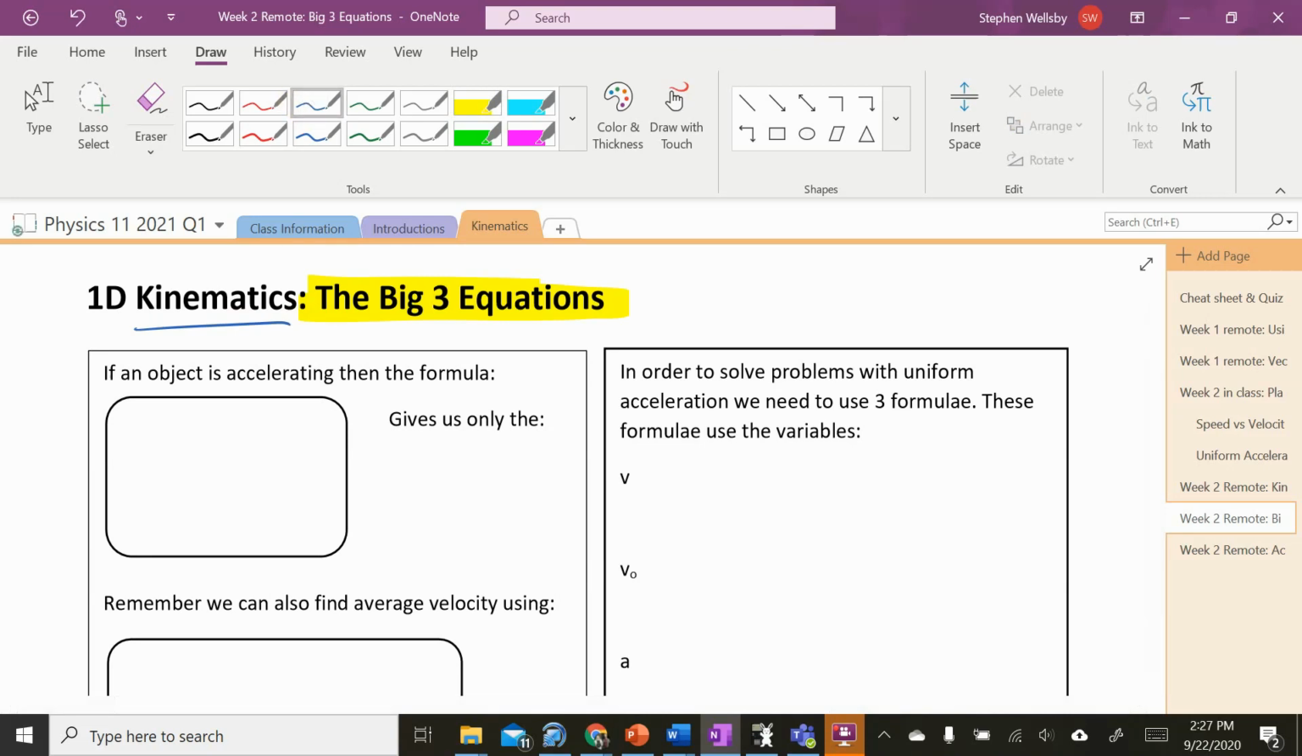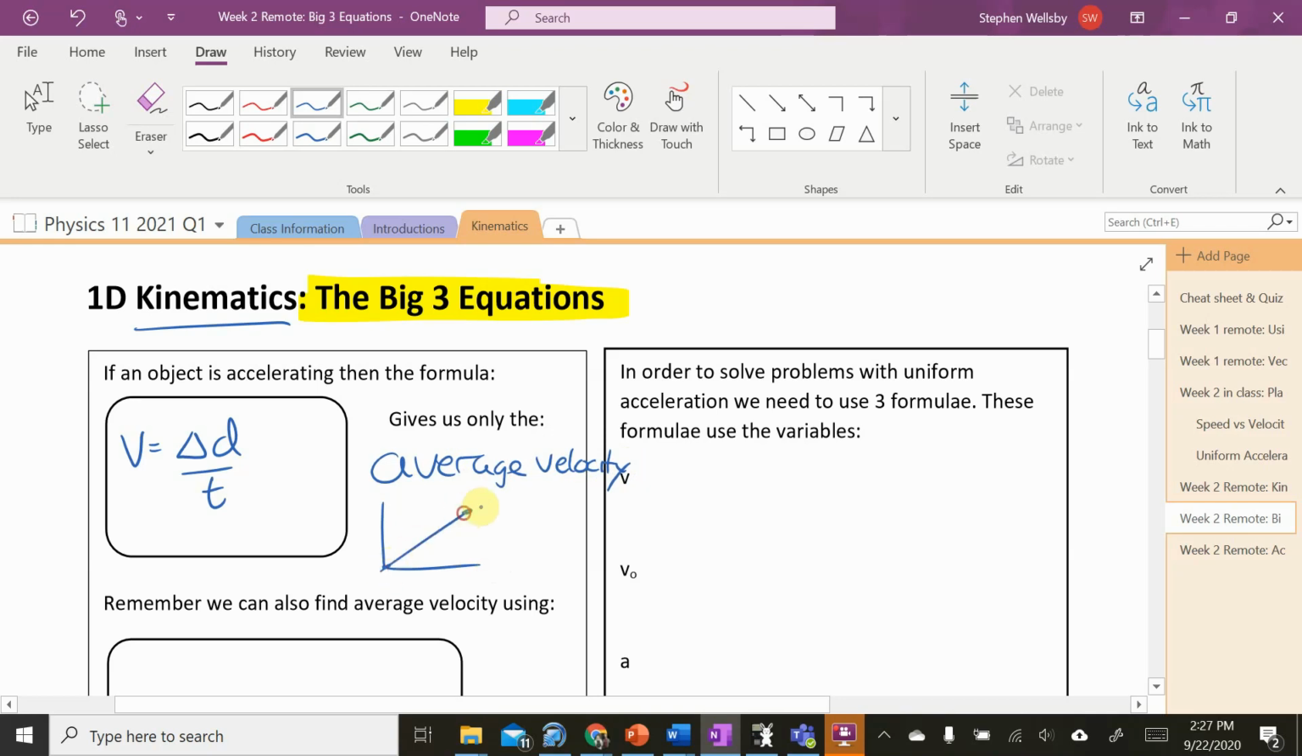When we're talking about an object that's accelerating, then this formula here, v equals the change in displacement divided by time, gives us only the average velocity. So what I mean by that is, let's say I have a graph like this, and I'm starting at 0 meters, and I end at 100 meters, and this took 10 seconds. Well, I know on average I was going 10 meters per second, but that's all I really know. I know that in total I went 100 meters, and in total I took 10 seconds to get there. So on average, I'm doing 10 meters per second.